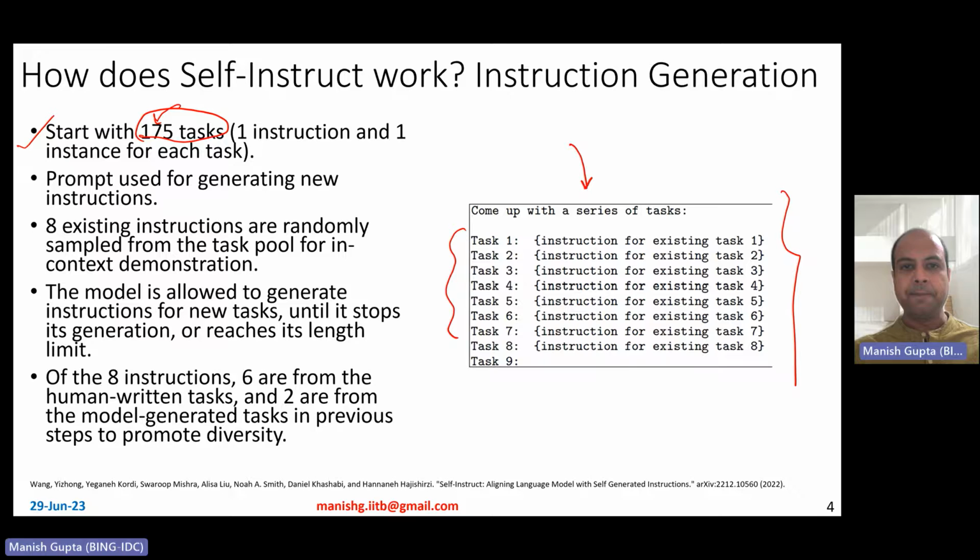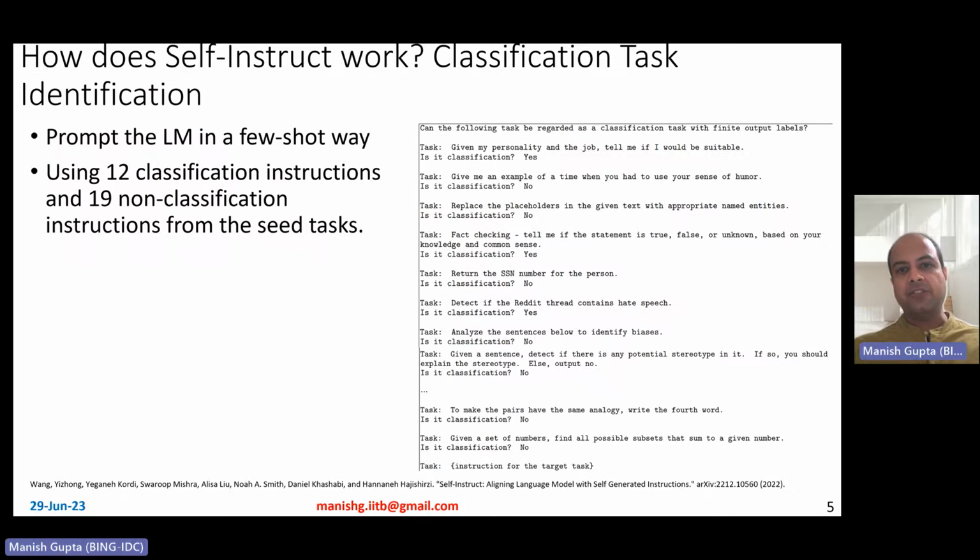Now, once you have gotten the instructions, you want to figure out if these instructions correlate with a classification task or a non-classification task. So for that, again, you prompt the language model in a few-shot way so as to understand if it's a classification task or a non-classification one. In their particular case, they used 12 classification instructions and 19 non-classification instructions from the seed tasks so as to generate this few-shot prompt.